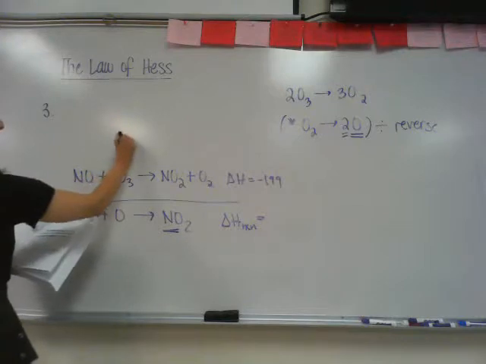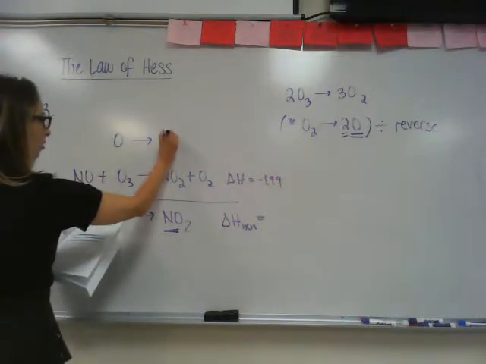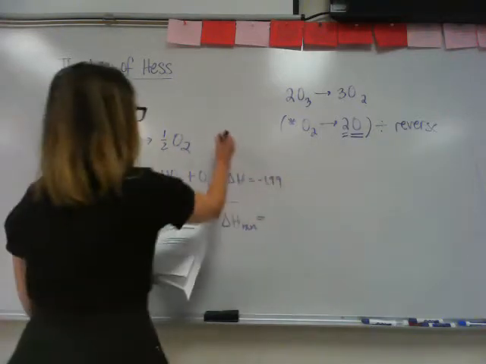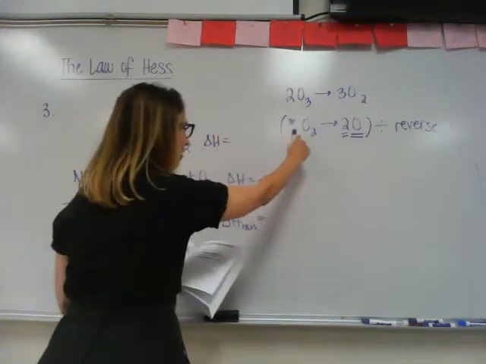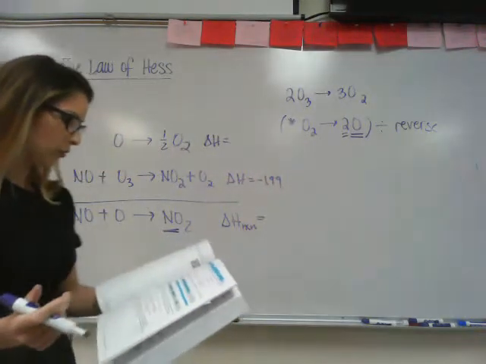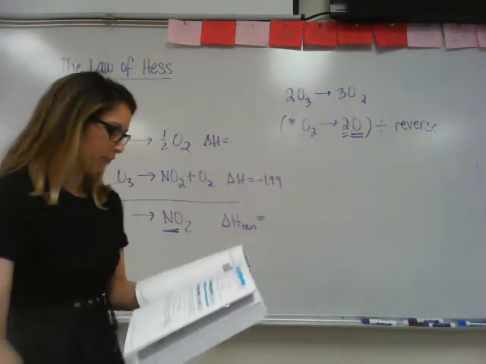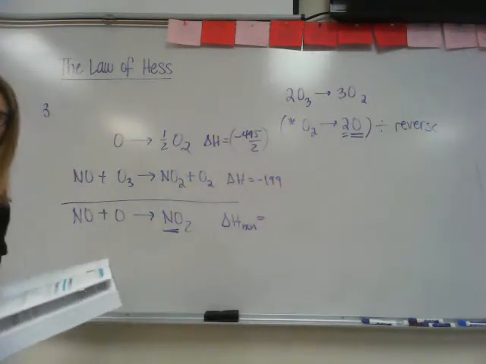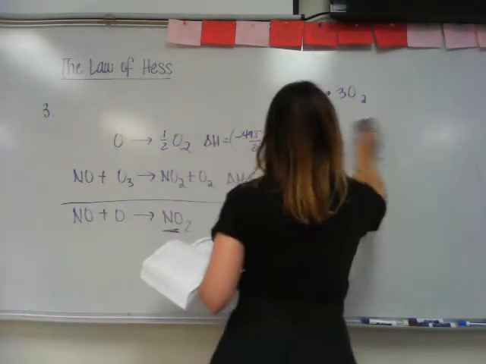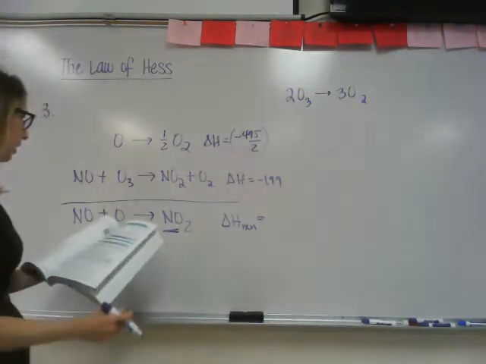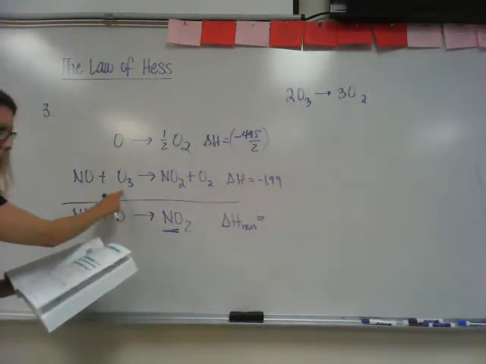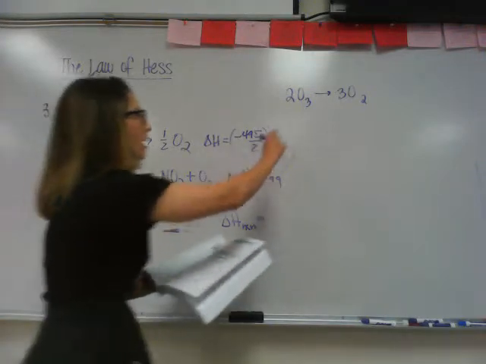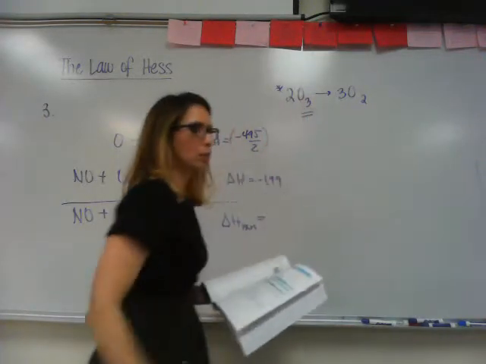So that's going to give me O yields 1/2 O2, which means the delta H that corresponds to this, it was positive 495, now it's negative 495 divided by 2, because I divided that reaction by 2. Okay, so now we're done with this one. Now, since we have O3, ozone, as a reactant here, I need to cancel it because it's nowhere in my final reaction, and there's ozone here in this reaction.